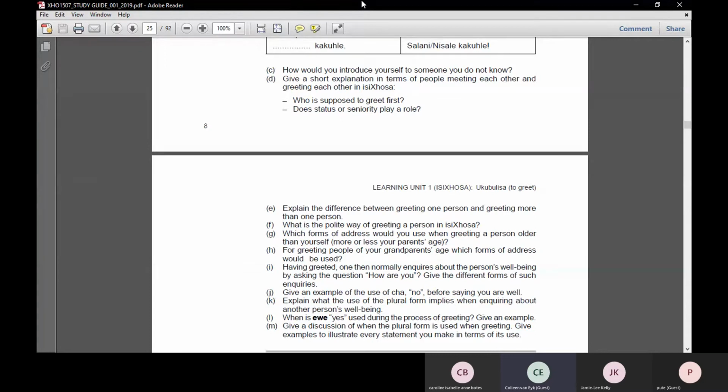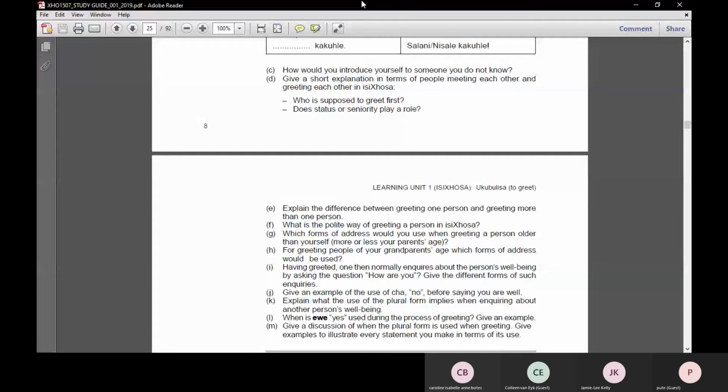Oh, yeah, but you would only ask them after you've fully introduced yourself. But okay, let's not worry about the full introduction because. Is it Igama lam ngu Caroline? Igama lam ngu Caroline means my name is Caroline. Ndingu Colleen means I am Colleen. So one is saying I am Caroline and one is saying my name is. So it's pretty much the same thing. You are both correct.